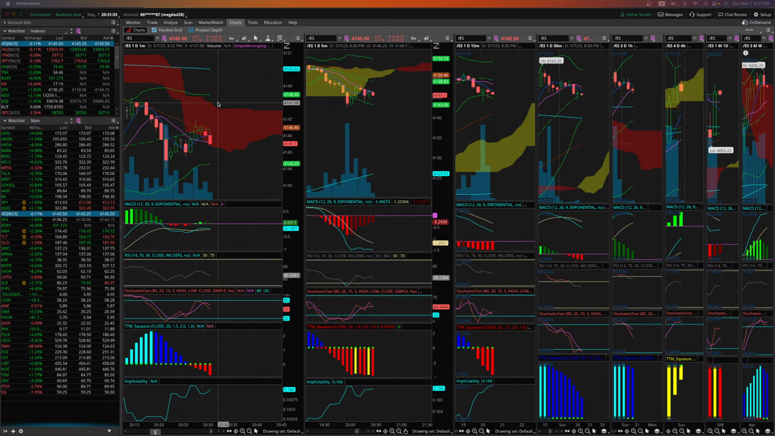I have the SMA 5, 10 and 50 and 200 on every chart. Here I have MACD. MACD has two lines, RSI, and then we have a stochastic fast here, TTM squeeze, and IV, which is implied volatility. So that's pretty much it about just indicators. I'm going to go over it, but obviously just wanted to show you guys.